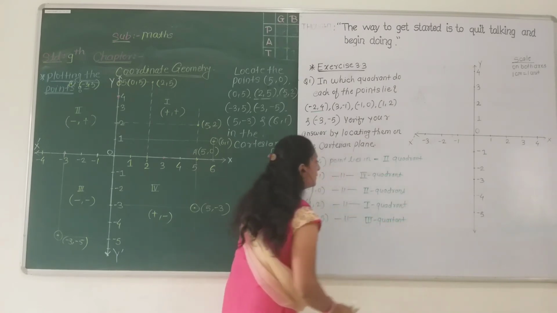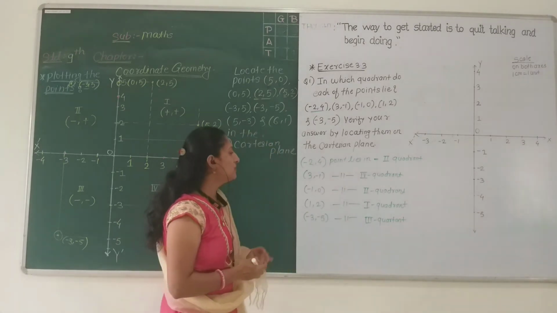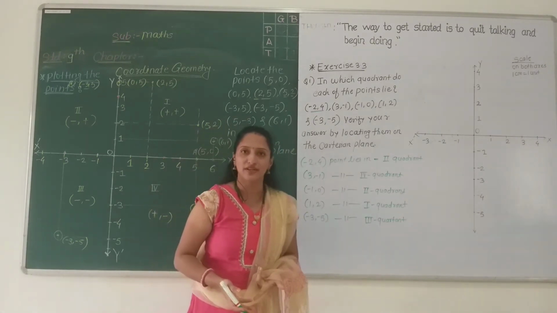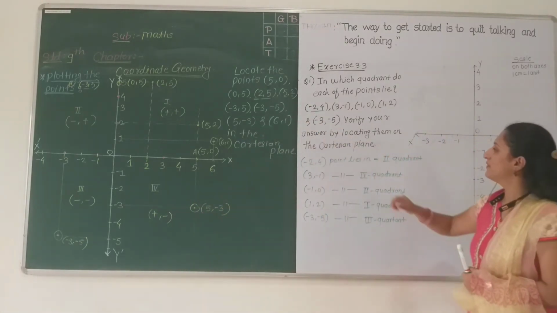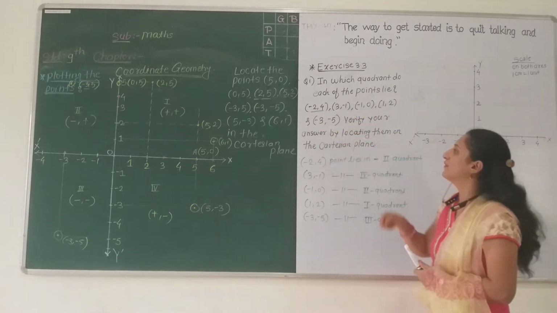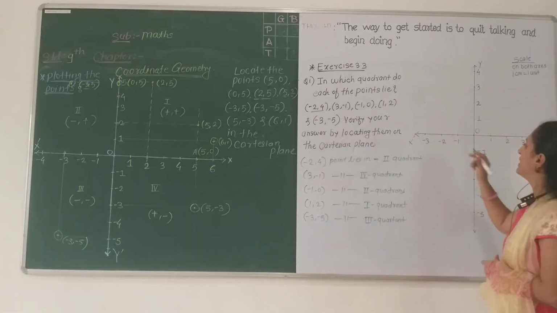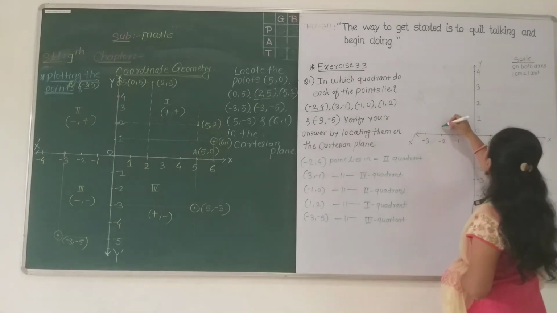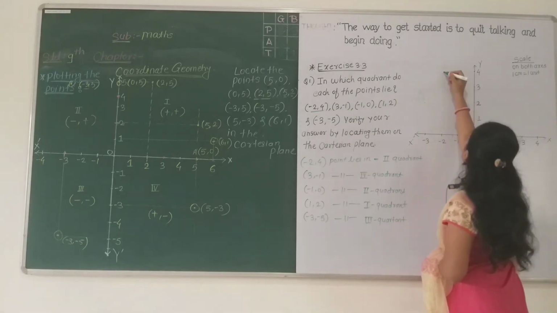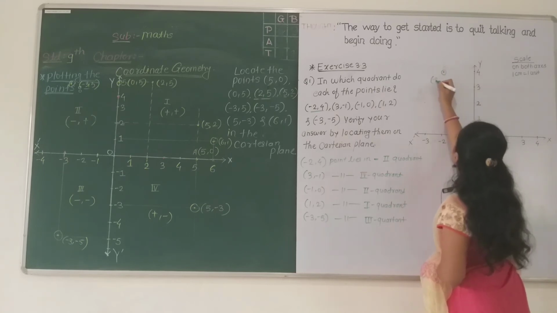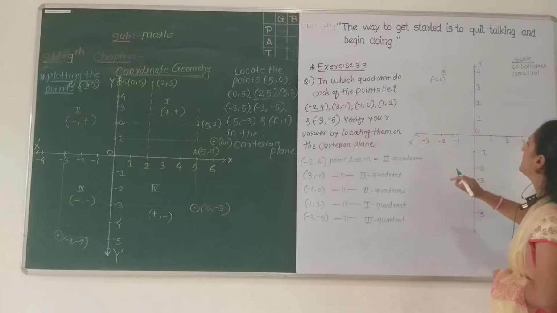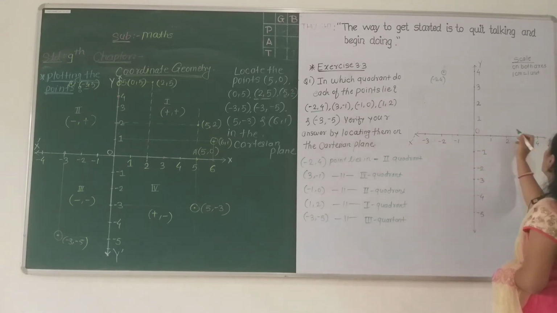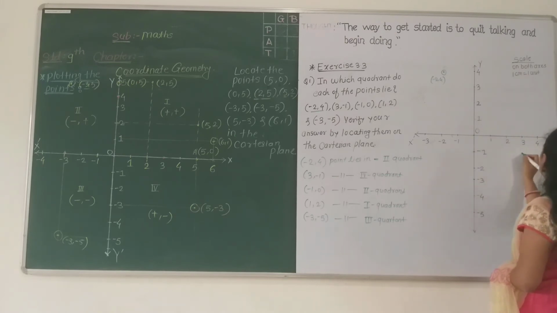So without looking at the figure, we can easily find out which quadrant the point lies in. Now let us verify whether our answers are correct. First we locate the point negative 2, 4. The x coordinate is negative. Okay. Then 3, negative 1. On the x-axis 3, on the y-axis negative 1. Negative 1 means here. First we locate the points.